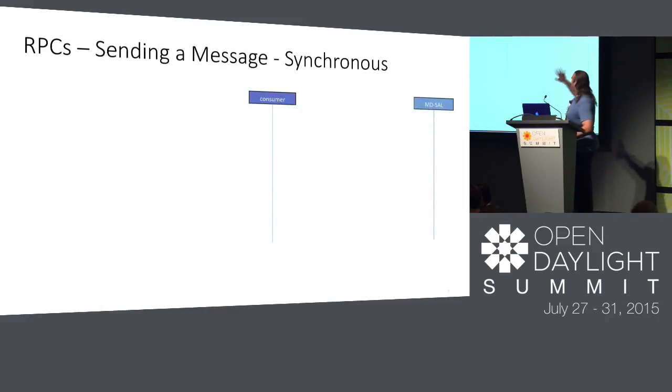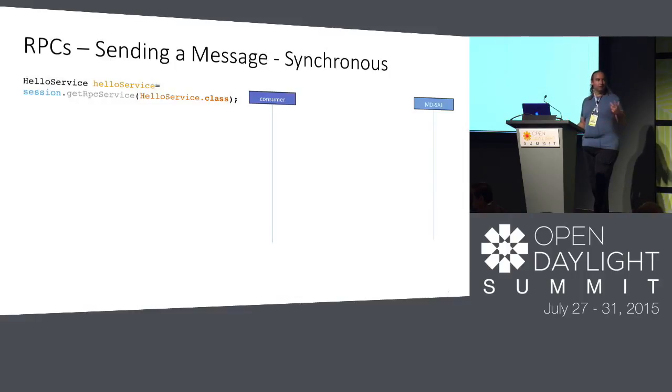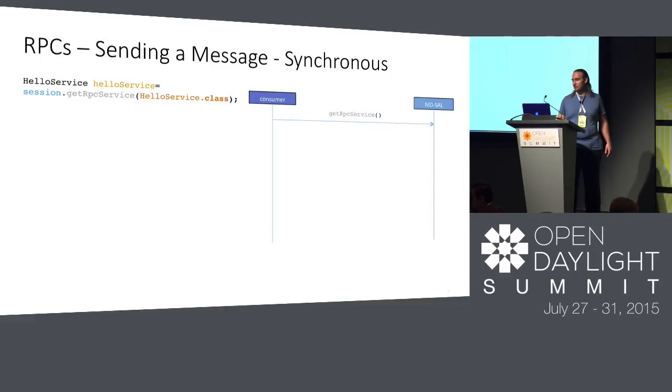So I'm just going to walk quickly through some sequence diagrams so you can see how these fit together. So sending a message synchronously this way. You start by getting the hello service. So you have some session, and we'll take a look at that here in a second, and you call get RPC service for the service you want, and you get back an instance of that service. It happens to be a proxy, but it's not our concern. So a hello service instance comes back to you.